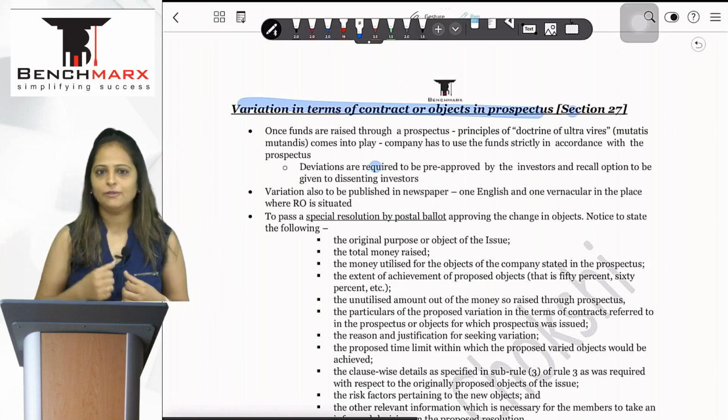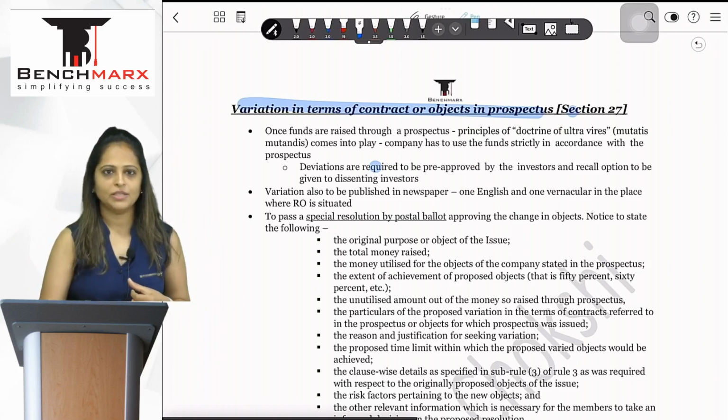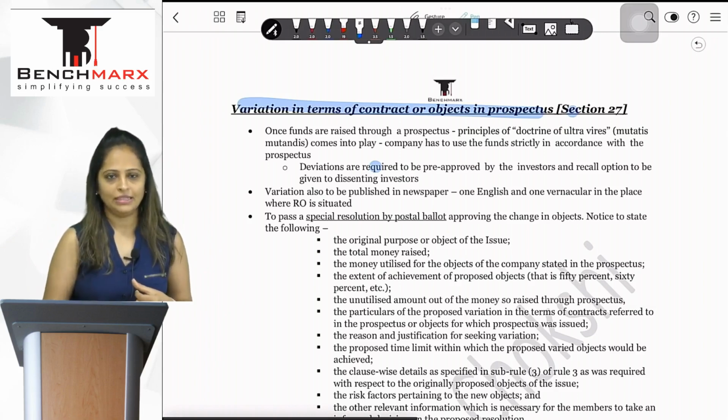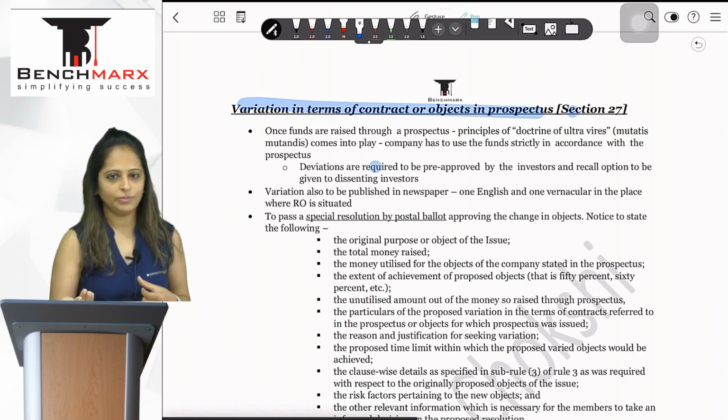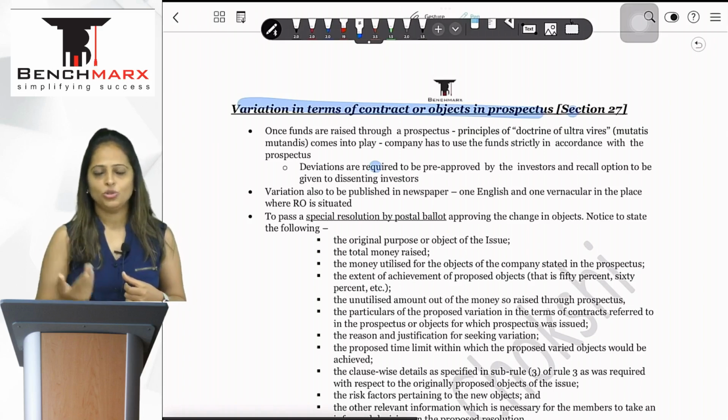Now, if you raise money from the public at large, they have given you the money based on the prospectus which said that you're going to develop a vaccine. They may not necessarily be interested if you're changing from developing the vaccine to developing hand sanitizer, and they may not want to go ahead with it.